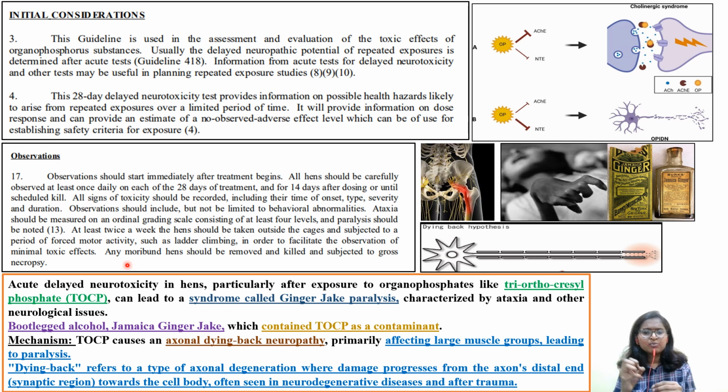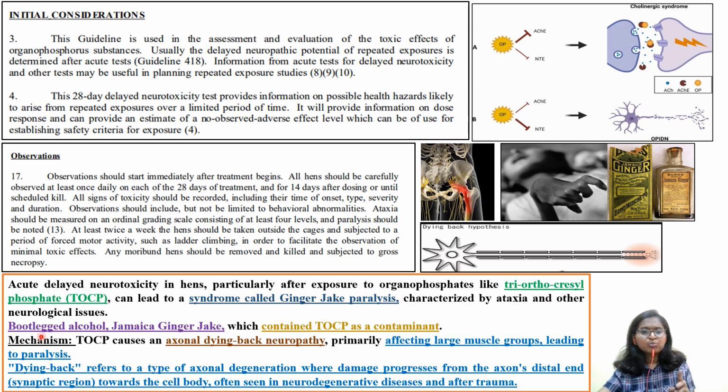Next, a very important concept we will try to learn here is acute delayed neurotoxicity in the case of health, particularly after exposure to organophosphates like triorthocresyl phosphate. So TOCP is an example of an organophosphate pesticide. What is happening is that this TOCP is causing acute delayed neurotoxicity. It can lead to a syndrome called ginger jake paralysis. So keep this word in your mind, ginger jake paralysis, characterized by ataxia and other neurological issues.